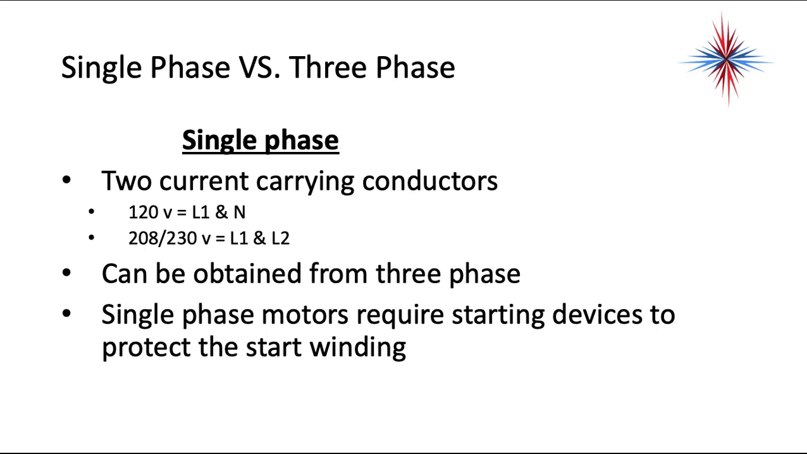So let's talk about single phase versus three phase. Single phase, again, has 2 current carrying conductors. 120 volts between L1 and neutral, or even L2 and neutral. 208, 230 volts between L1 and L2. It can be obtained from three phase.